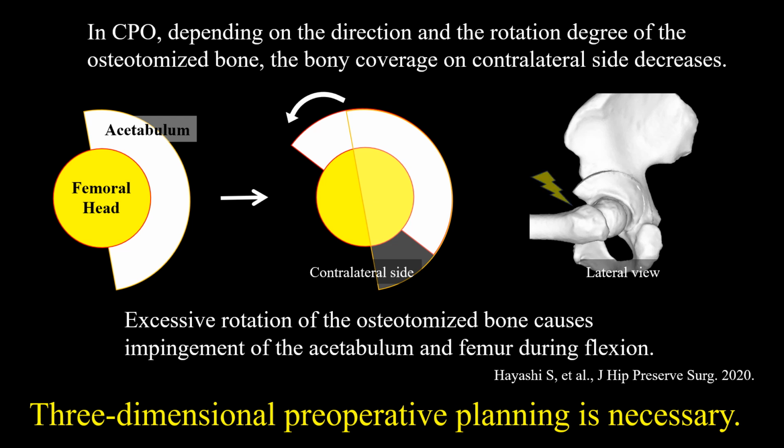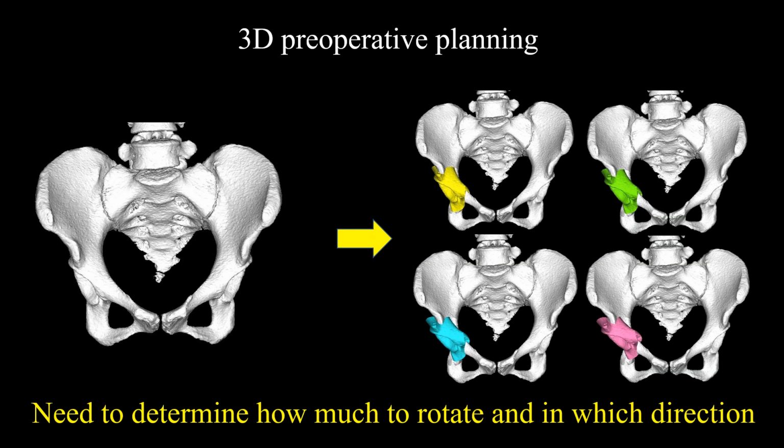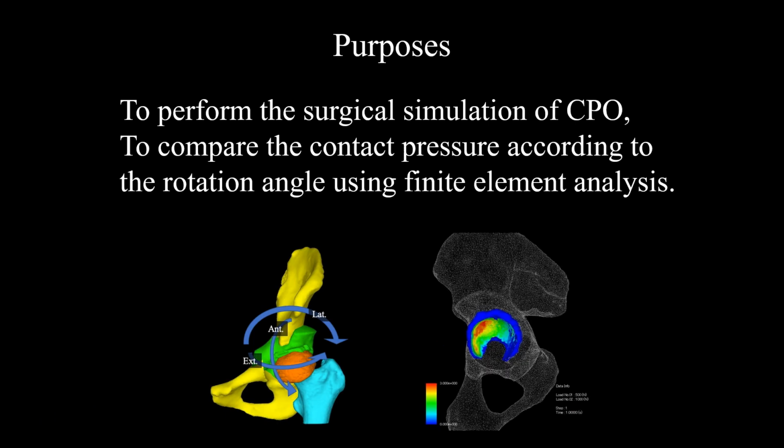Excessive rotation of the osteotomized bone causes impingement of the acetabulum and femur during flexion. Three-dimensional preoperative planning is necessary. We need to determine how much to rotate and in which direction. The purposes of this study are to perform the surgical simulation of CPO and to compare the contact pressure according to the rotation angle using finite element analysis.